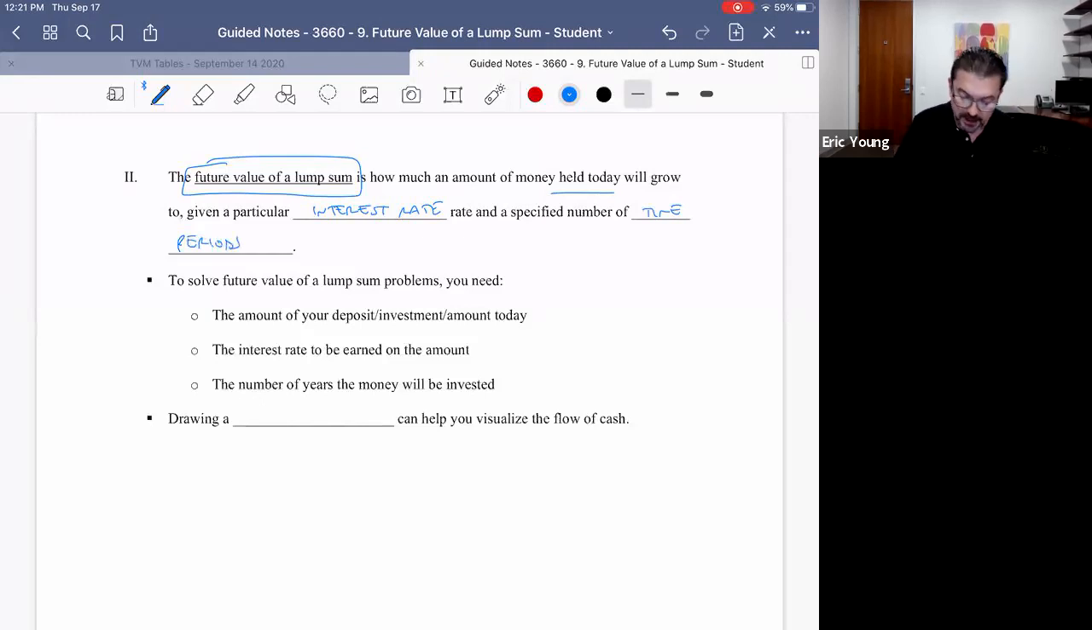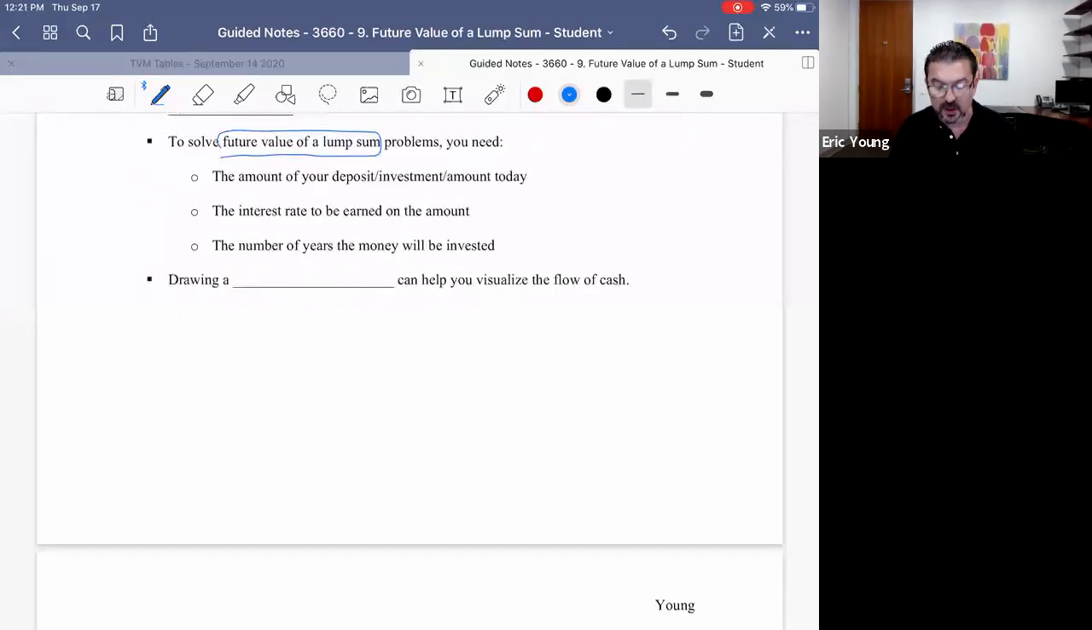To solve these future value lump sum problems, you need to know a couple of variables. You need to know the actual amount of your deposit or investment or what you hold today. You need to know the interest rate to be earned, and you need to know the number of years it will be invested. We're going to call this number your present value. We're going to call your interest rate I, and we're going to call your number of years N.